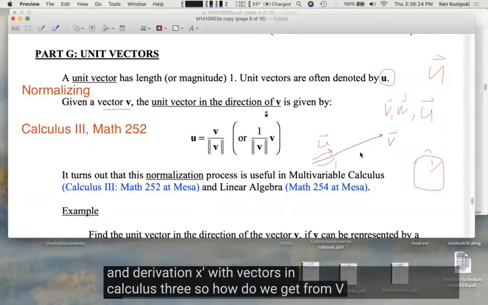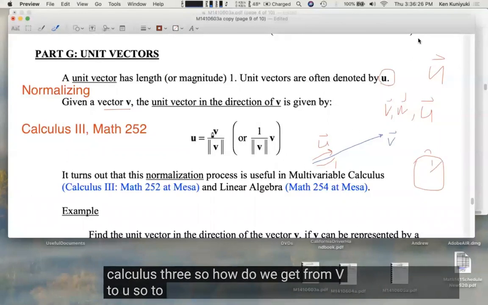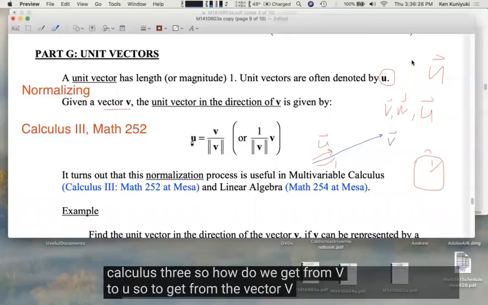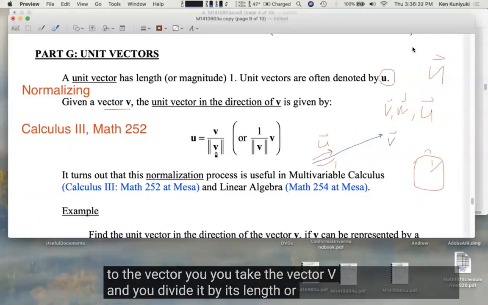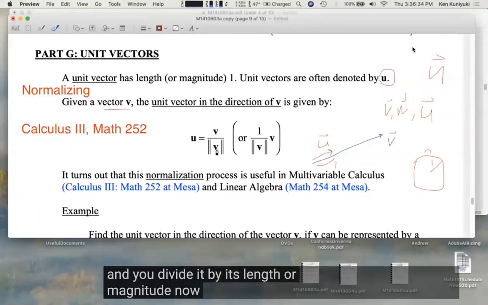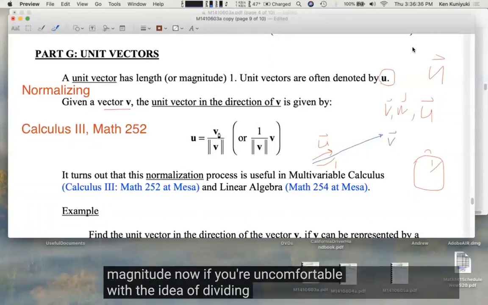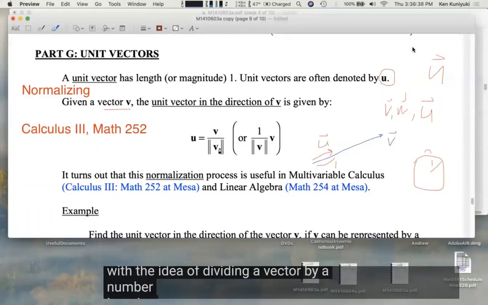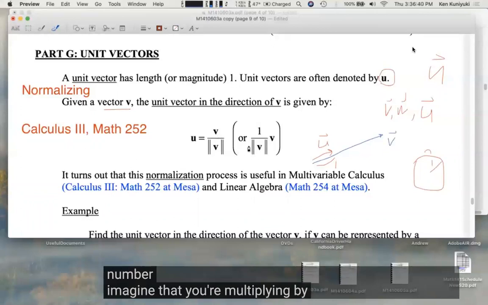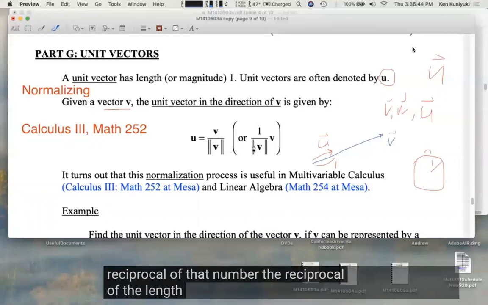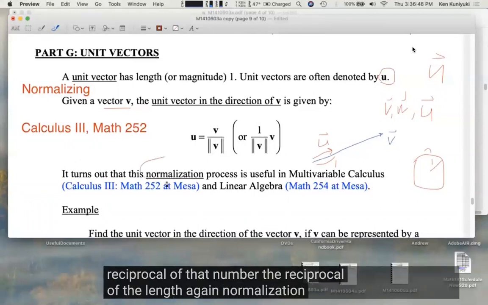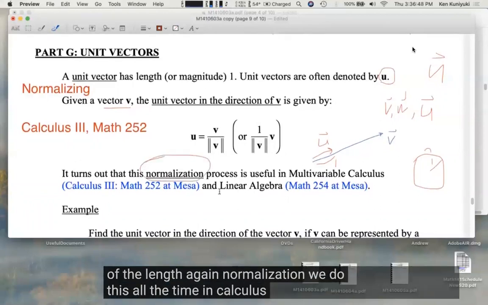So how do we get from v to u? To get from the vector v to the vector u, you take the vector v and divide it by its length or magnitude. If you're uncomfortable with the idea of dividing a vector by a number, imagine that you're multiplying by the reciprocal of that number, the reciprocal of the length. Again, normalization, we do this all the time in calculus.